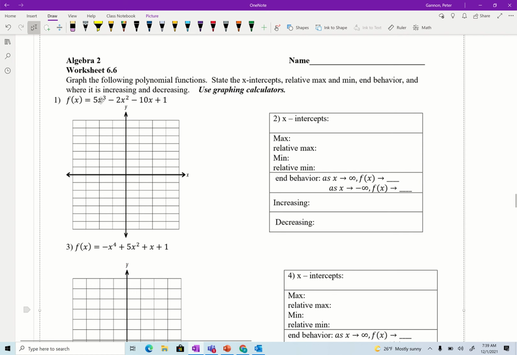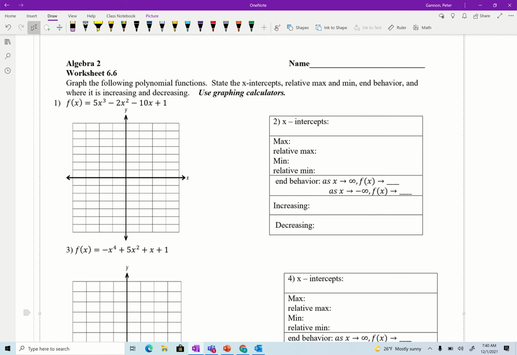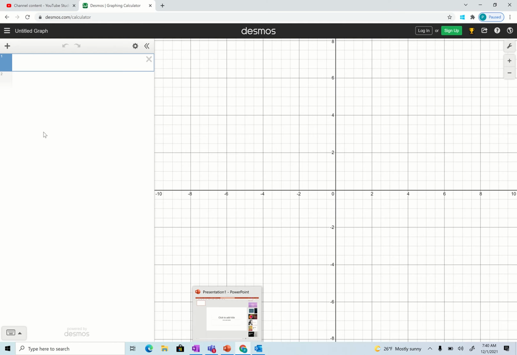So in the first example we have here, we're just given an equation. We are not given any type of graph with it. So what we actually have to do in that situation is graph the function in order to see where these different points happen. Because we don't have graphing calculators, we're going to go ahead and use Desmos. So I'm going to pull that up on my screen and graph this first function.